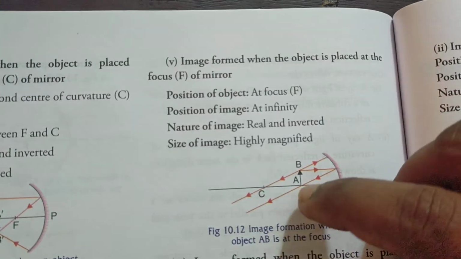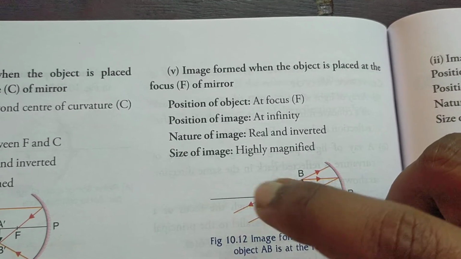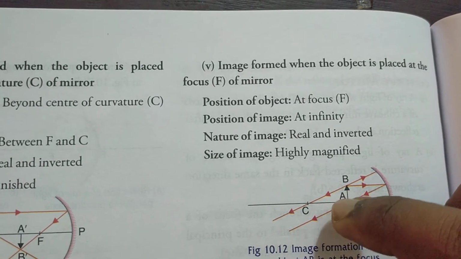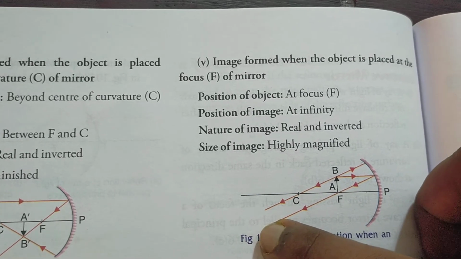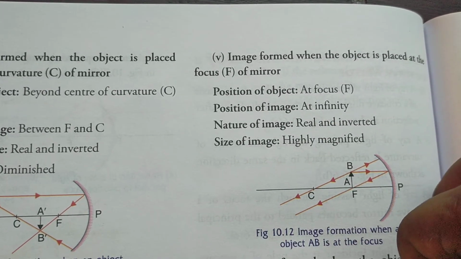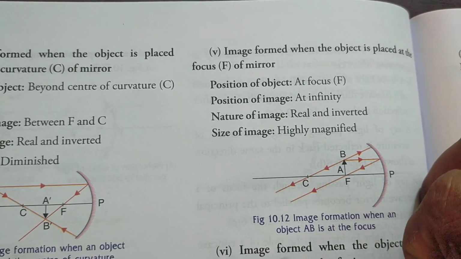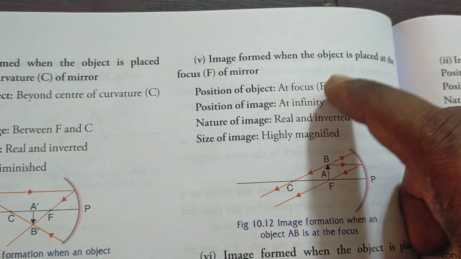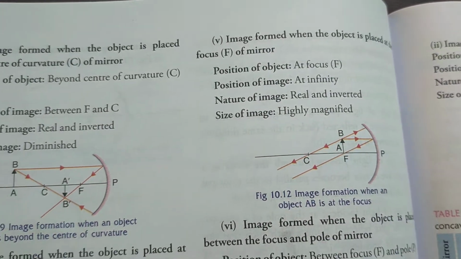Last, we will find what happens when an object is placed at focus. In the first diagram we saw that when light comes from infinity, the image is formed at focus. Now it is the converse path. When an object is placed at focus, the image will be formed at infinity. In each and every diagram you might have noticed that one ray always passes through focus and one ray passes through center of curvature. So what will be its nature? If an object is placed at focus, the image is at infinity, real, inverted and highly magnified.